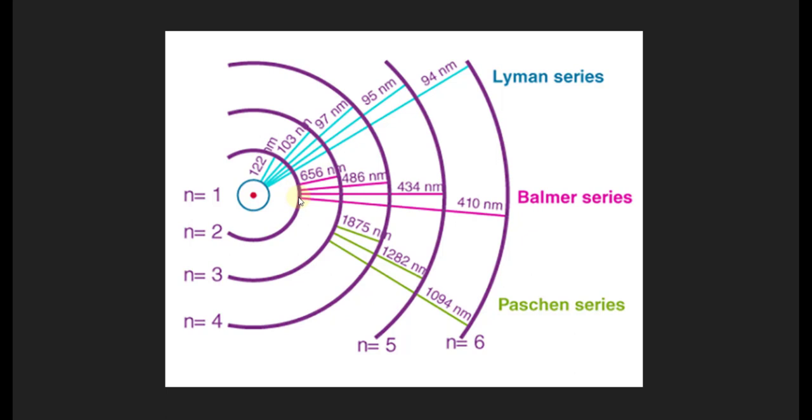In the hydrogen atom, all the transitions, that means moving from one orbit to another, that are visible, so we can see the light, so we can see the photons, happen between the second and third, second and fourth, second and fifth, second and sixth, and so on. This is called the Balmer series of the hydrogen atom.